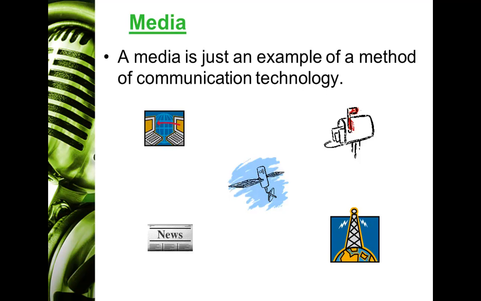Now, when we talk about communication, we're always going to talk about a media, and a media is just an example of a method of communication technology. On the left, you have a symbol for the internet. On the lower left, you have a newspaper. In the middle, you have a satellite relaying information back and forth. In the upper right, you have snail mail, which is really rapidly losing its business. And then you have a radio tower in the lower right. All of these would just be different types of media. And that's what we're going to do a little activity on for your grade.